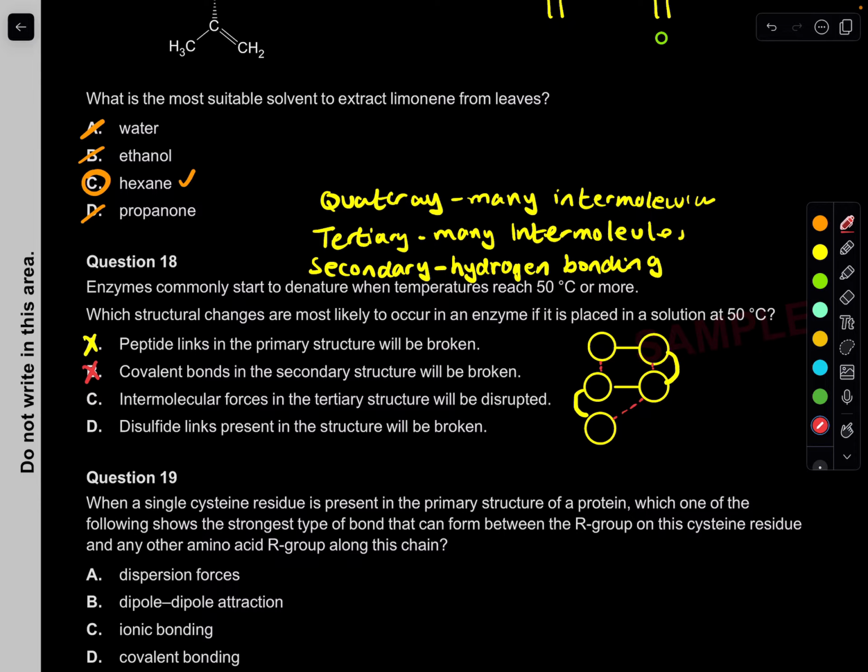C, intermolecular forces in the tertiary structure will be destroyed. Absolutely. That's what we said. Tertiary structure, those intermolecular forces, those disulfide bonds, those dispersion forces, dipole-dipole, hydrogen bonding, ionic bonding, all those are breaking down. So this one looks great. Disulfide links present in the structure will be broken. Now, yes, the disulfides are in the tertiary and quaternary. But what about the secondary? It's not being very specific, because it's like saying only disulfide linkages will be broken. No, hydrogen bonds will be broken, ionic bonds, dispersion forces, all the other ones. So it's not being very specific, so choose C as your answer. That's the best out of all of them.